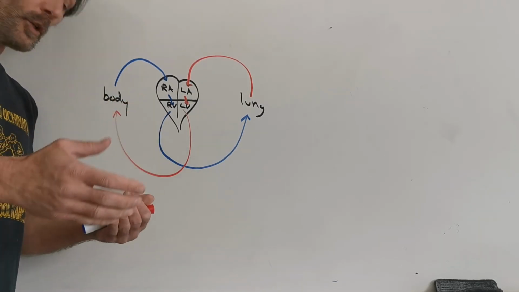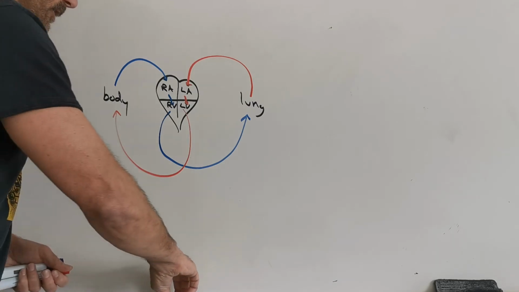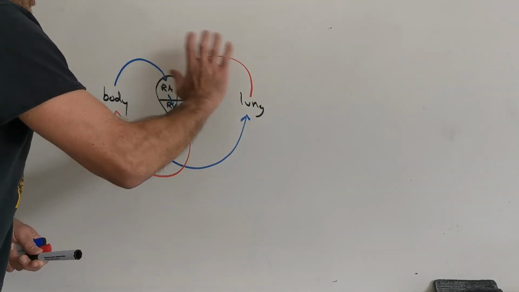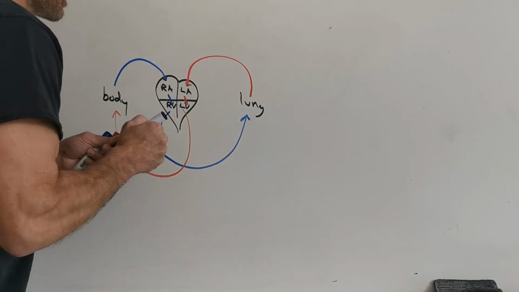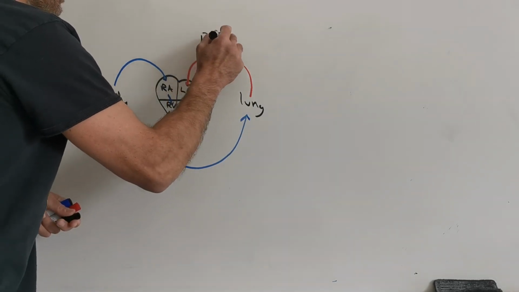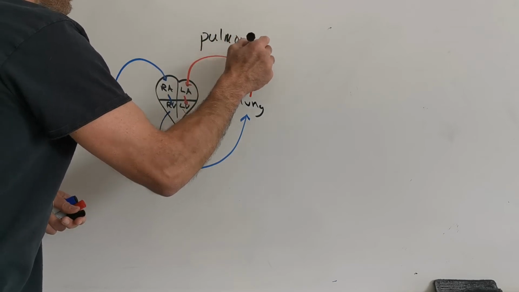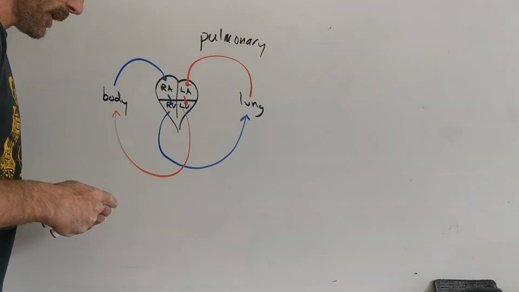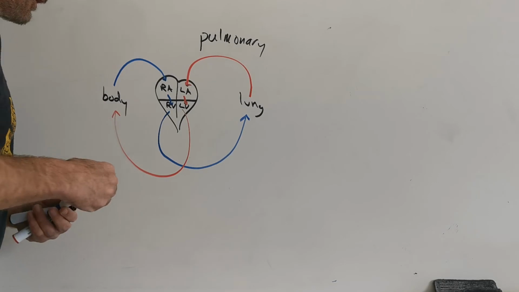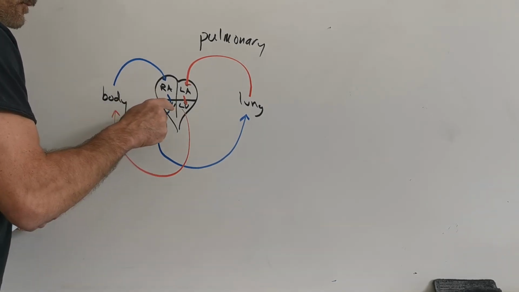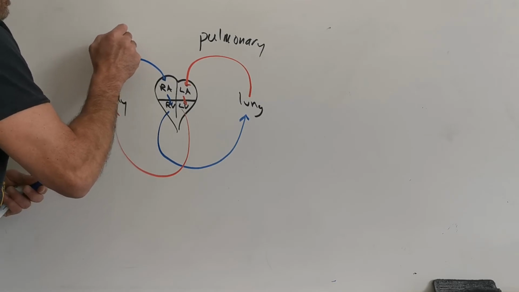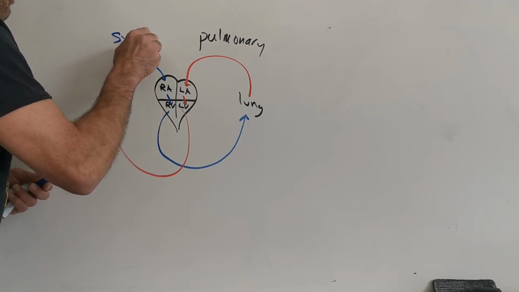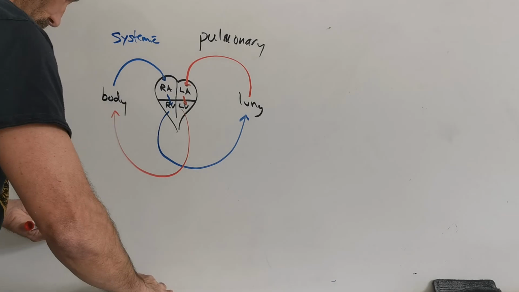Right, so those are the two loops in the system, and when we are looking at this loop, so from heart to lungs back to heart again, this would be the pulmonary circuit. Pulmonary refers to lungs. And the loop where we go from the left heart to the body back to the right heart, that would be your systemic. Okay, so we can be a bit more specific.